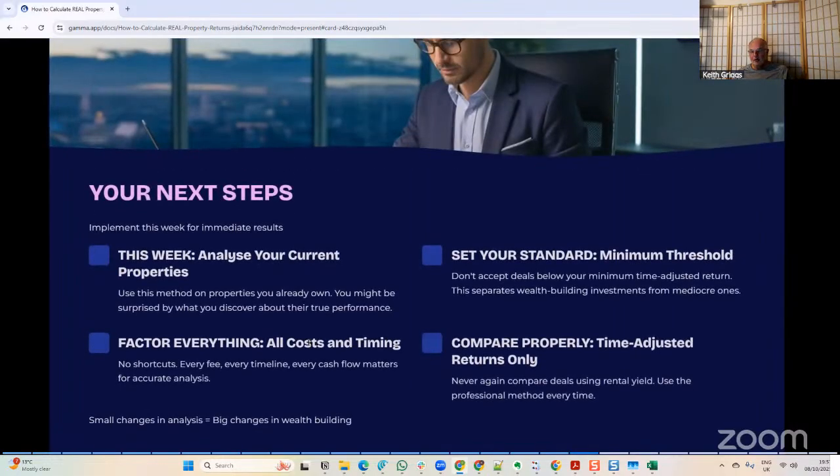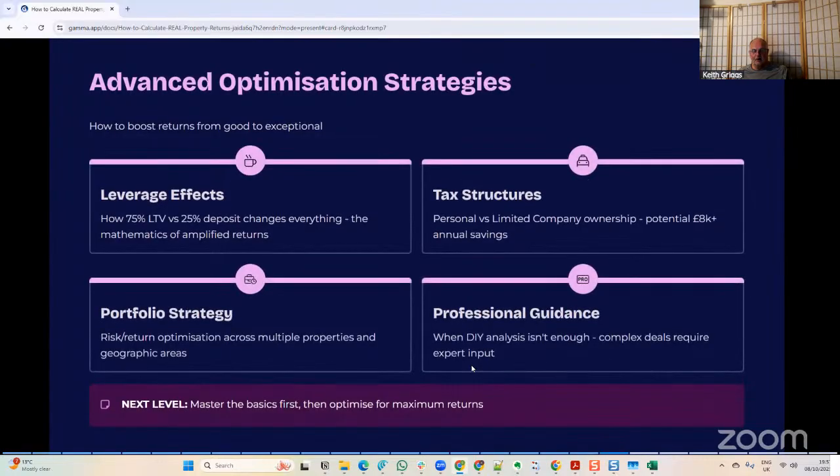So what I recommend for your next steps is to analyze your current properties using this technique. Make sure you factor in all your costs and all your timings. Make sure you set your standard minimum threshold, and that you compare time-adjusted returns properly.